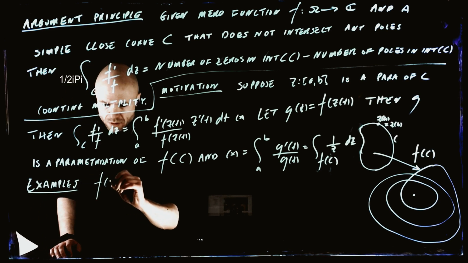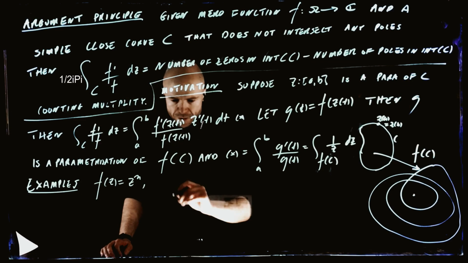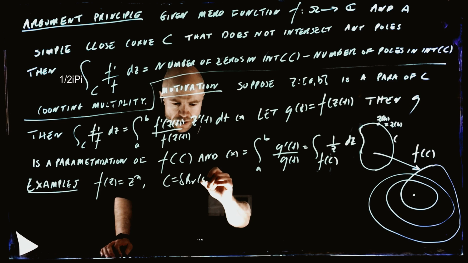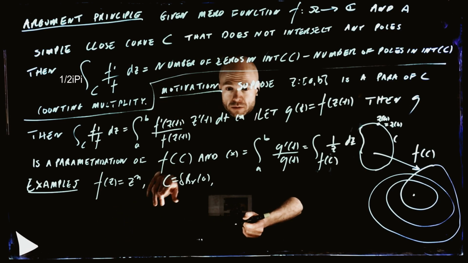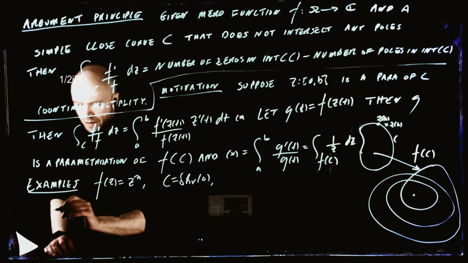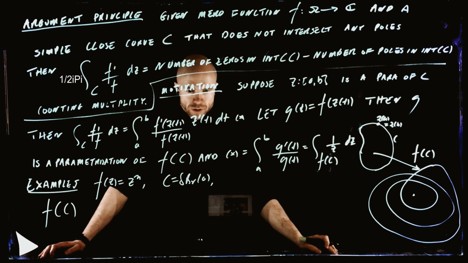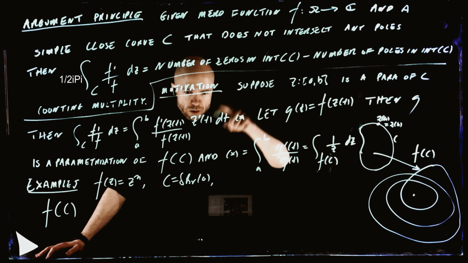Suppose we have f of z equals z to the n, and suppose the curve C is just the boundary of the ball of radius r around 0, whatever radius that is. Then what is f of C? Show me with your finger what f of C is. Right, we are wrapping around the circle n times.